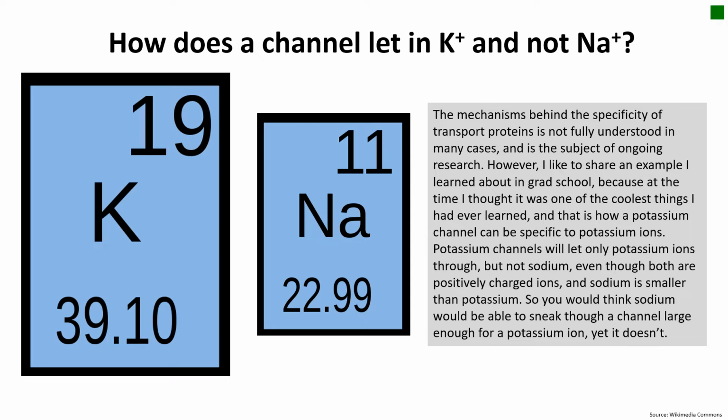Potassium channels will let only potassium ions through, but not sodium, even though both are positively charged ions and sodium is smaller than potassium. So you would think sodium would be able to sneak through a channel large enough for a potassium ion, yet it doesn't.